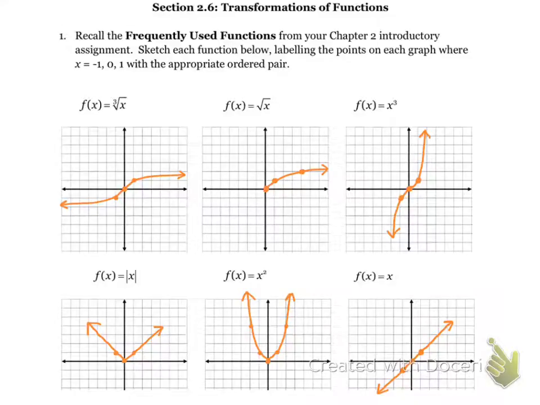Let's recall that these 6 are the frequently used functions from the Chapter 2 introductory assignment that you had to do. One thing to note about all of these functions is that they all go through the origin, and they all go through (1, 1). Now, some of them go through (1, -1), or (-1, -1), or (-1, 1), but you have to know the shape to know which point it's going to go through.